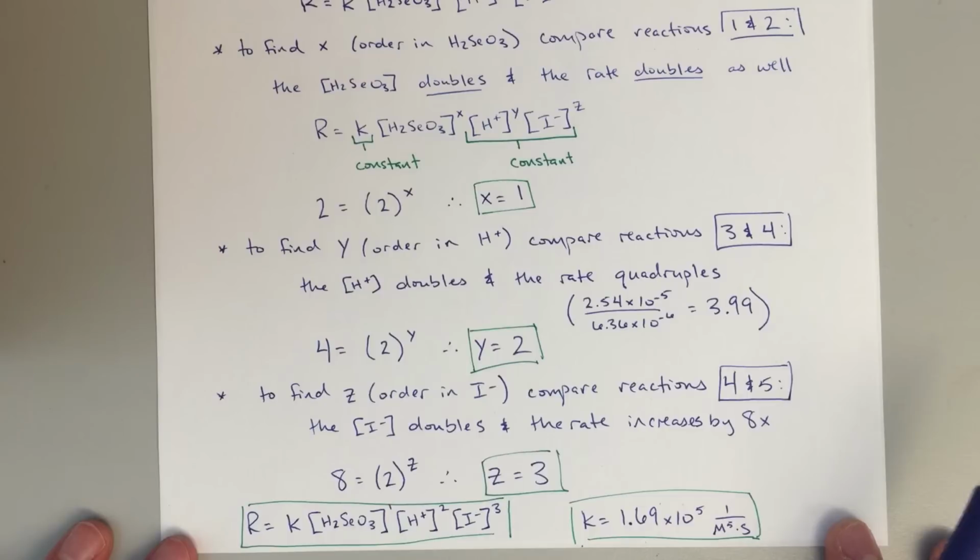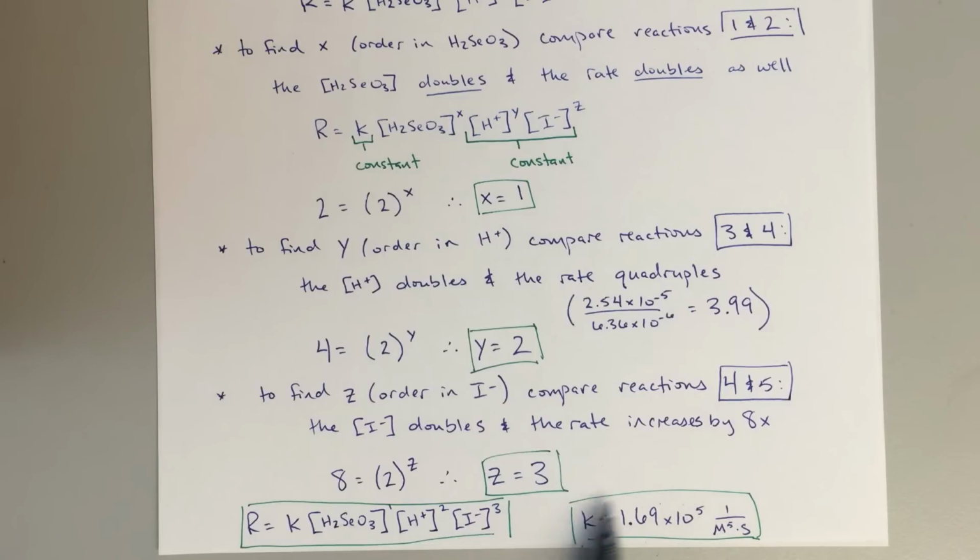Then the very last step is just putting this back into my rate equation. So here I've got my full rate equation, R equals K times the concentration of H2SiO3 to the first power, H+ to the second power, I- to the third power. This would be called sixth order overall, which is really improbable and unlikely. But this is just for the problem itself.